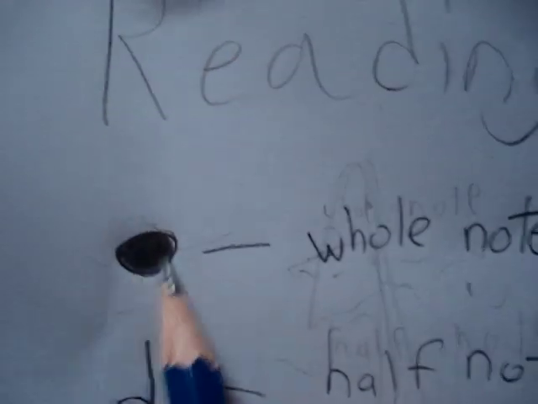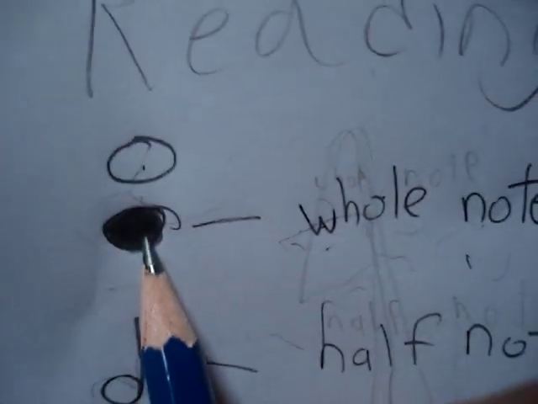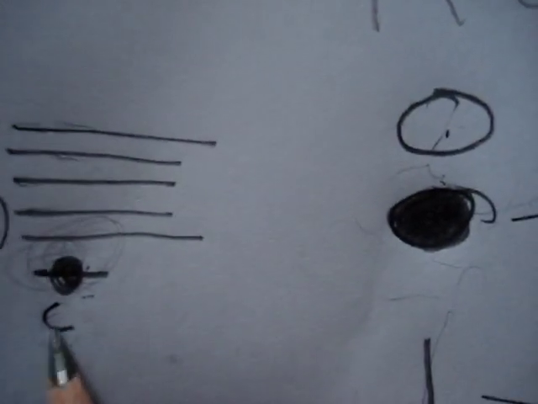Okay. So as I wrote last lesson, this is called a whole note. It looks like this, or it looks like this. It doesn't matter, as long as it's a circle. And remember middle C, that is a whole note. Yes, it is C, but it's a whole note.